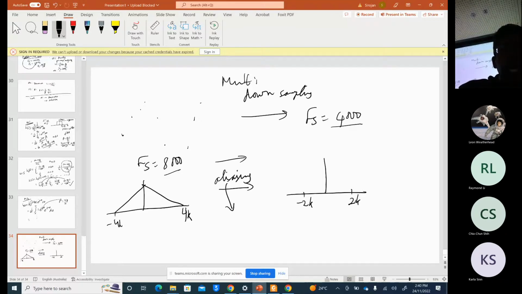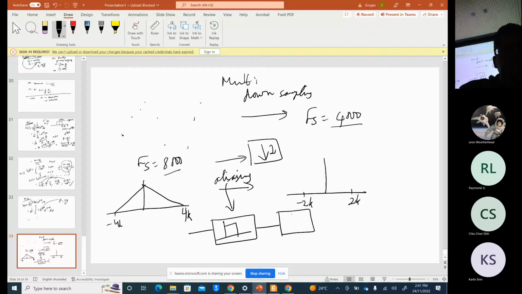So to prevent aliasing, we have this filter. If we have direct downsampling, we have aliasing. So to prevent that, we put a filter first, and then we do the downsampling by 2. What should be the cutoff frequency? The final signal can only have up to 2 kilohertz, so anything higher than 2 kilohertz needs to be removed. So FC will be 2 kilohertz.